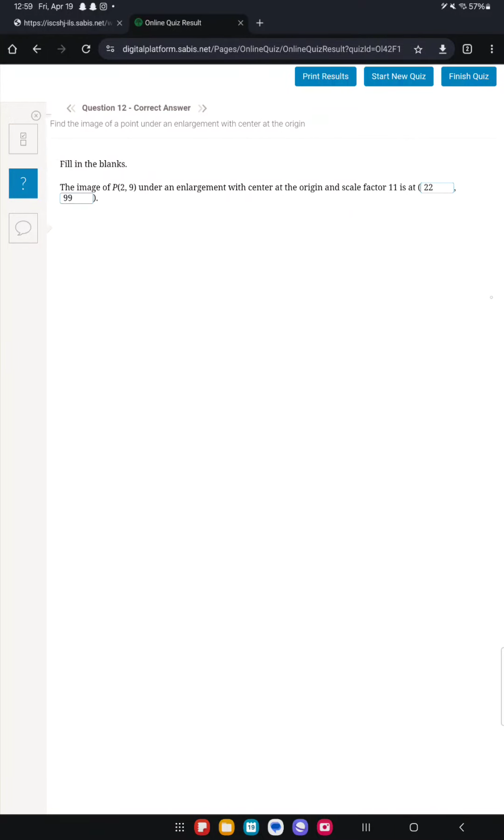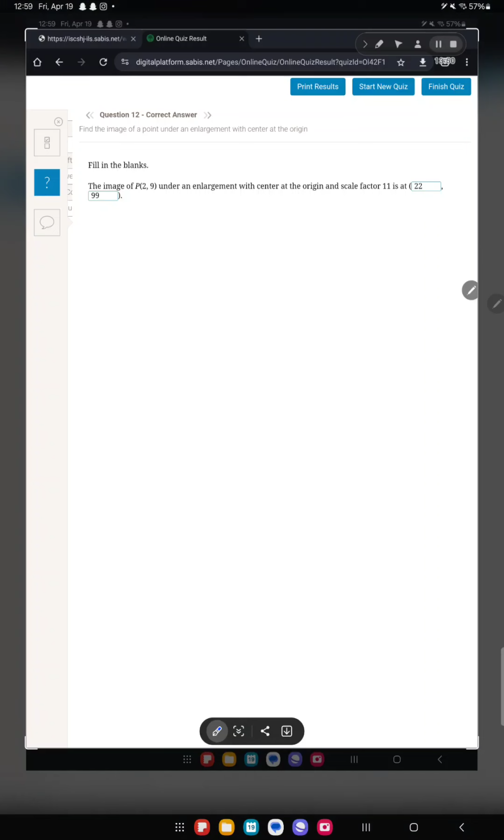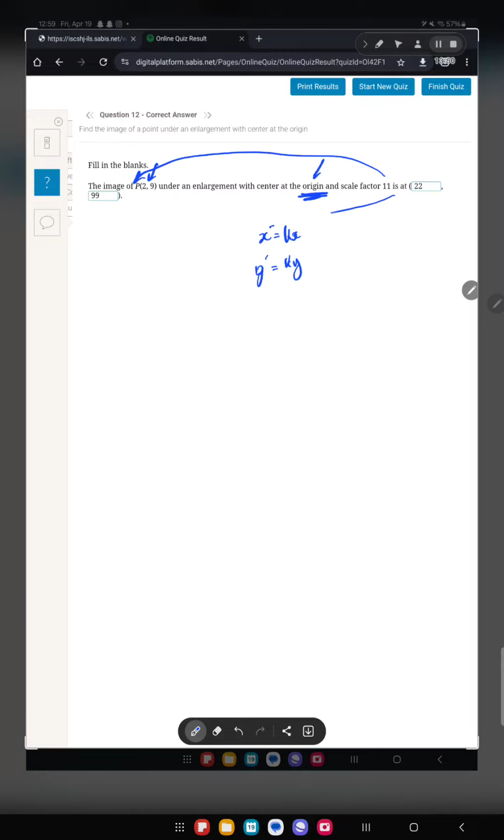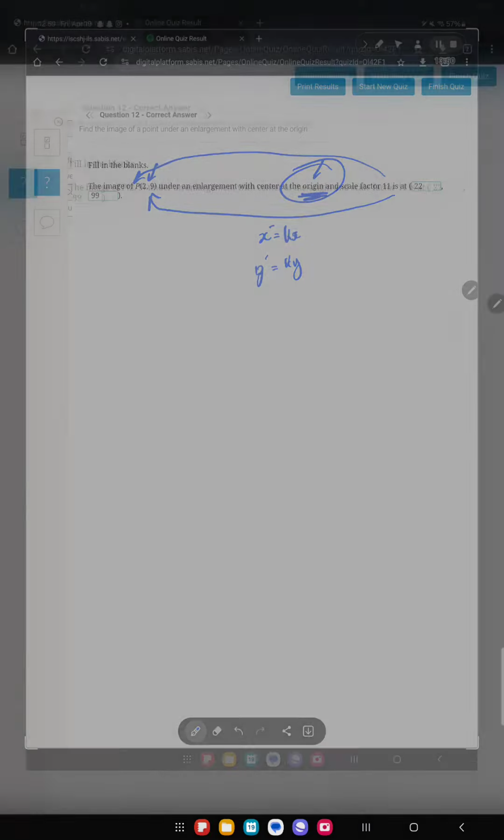Question 12. The image of 2, 9 under an enlargement with the center at the origin. Origin meaning you can just do x prime equals kx, and y prime equals ky. So you just have to multiply 11 by 2 and 11 by 9. That's only when you have it at the origin. And 11 times 2 is 22. 11 times 9 is 99.